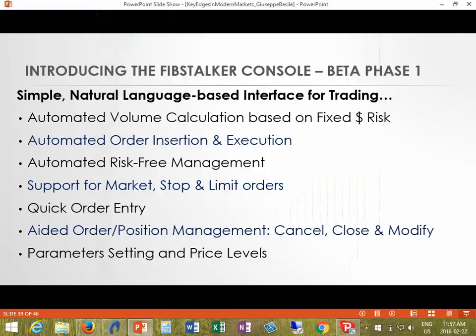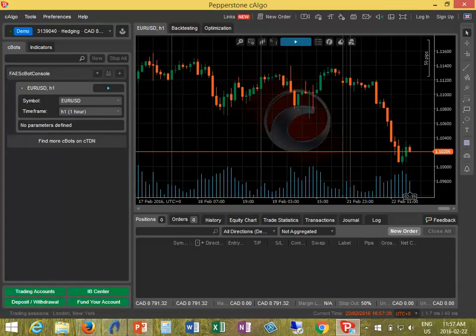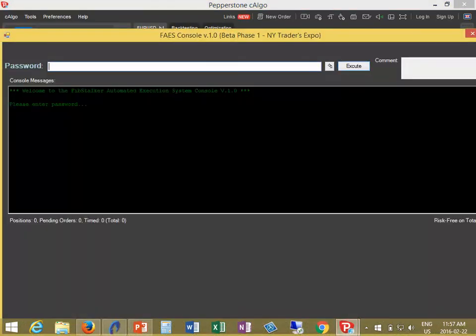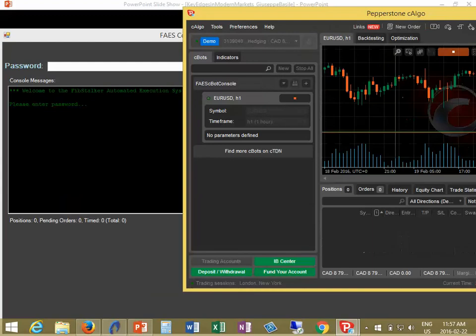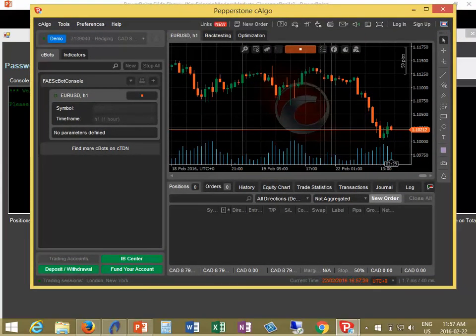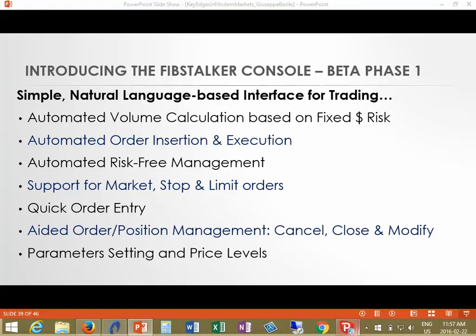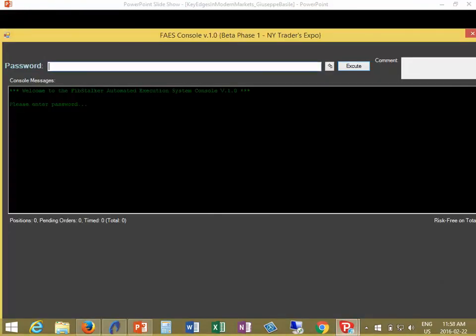So let me see if we are lucky enough and we can run this. This is ALGO, which is part of the cTrader suite. This is free, and the reason why I have to go from TradeStation to this, unfortunately, is because again, in Canada I cannot use TradeStation for forex. All right, so the console, it's really simple.